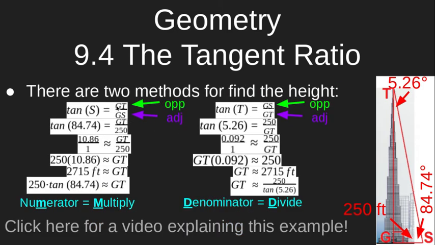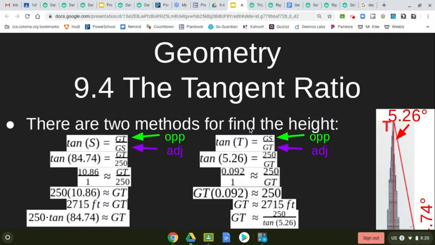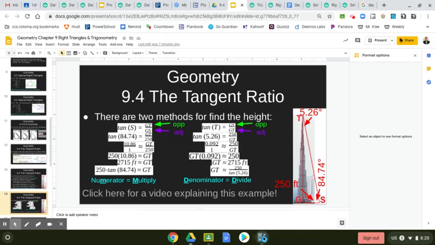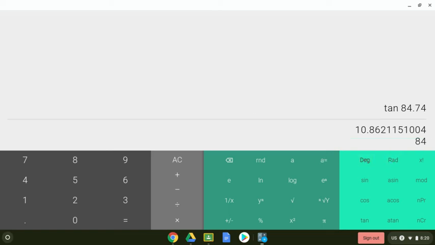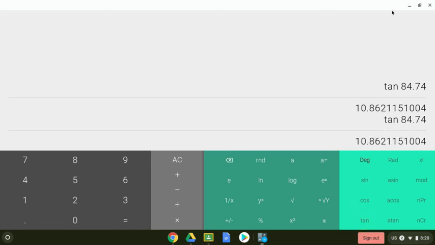Let's look mostly on the left here. So the idea is, all right, I know the angle. I'm going to substitute S is the angle that I'm using. From S, the opposite side length of the triangle, GT, which is the height of the building. And then GS is 250 feet. So I'm going to grab my calculator. I'm going to type in tangent 84.74. And I've already done that. One thing, again, make sure you're in, that's radian mode. That's bad. Degree mode, good. You're going to type in the angle number, 84.74. You're going to hit tangent, and that gives you 10.86.